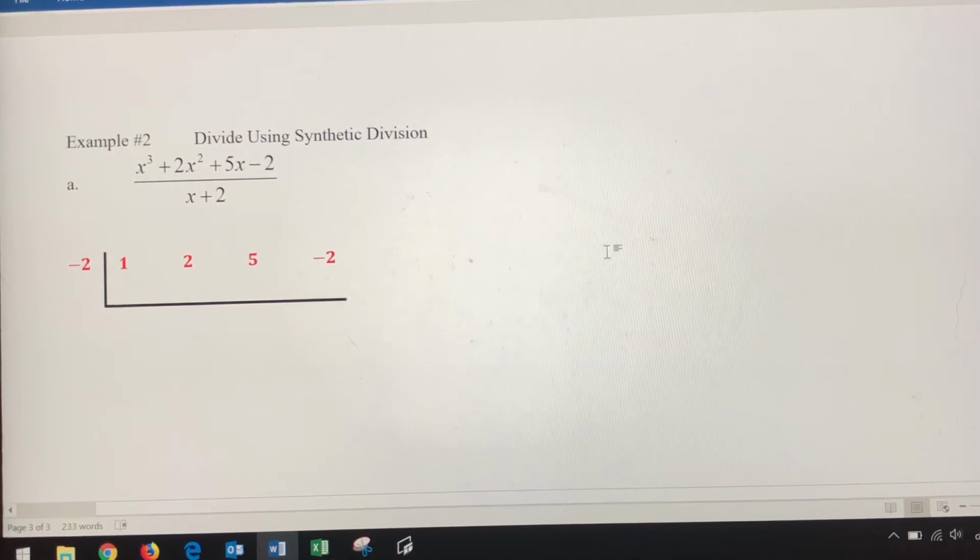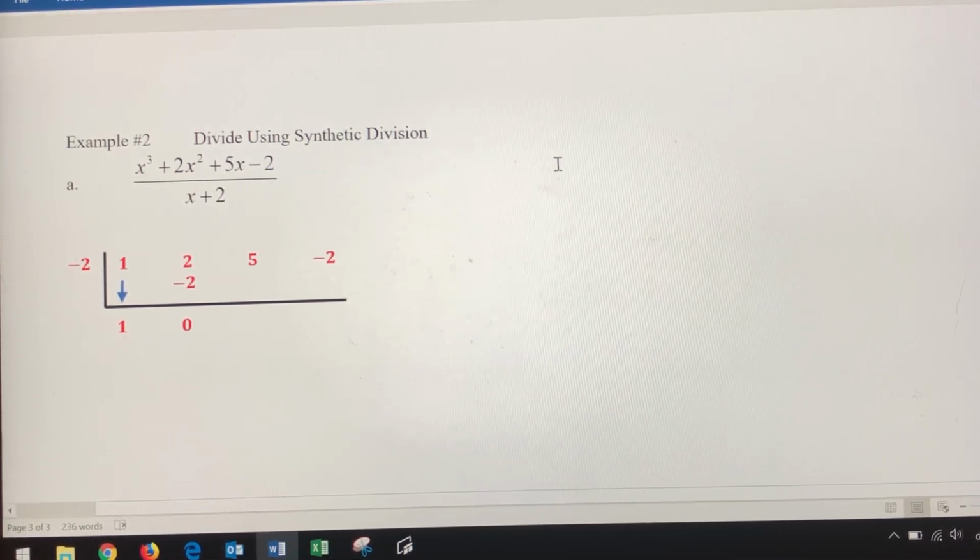Now the process goes like this. You're going to bring down the 1, just like you would in the last part of the steps in long division. Now you want to multiply this value here times the value underneath this L-shaped image. So we multiply -2 times 1, and we get a -2 there. Unlike with long division, we're actually going to add these together. We're going to sum these values, so 2 plus -2 is 0.